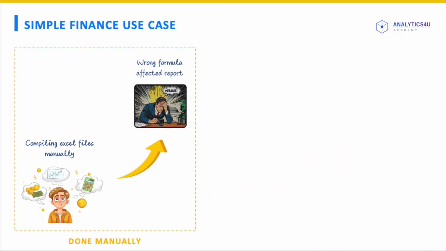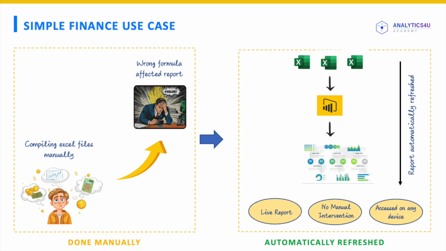Let me paint you a picture that might feel familiar. Someone in the finance team compiles a massive Excel file, copying and pasting numbers from 5 different spreadsheets, trying to pull together a monthly report. And here's the scary part. All it takes is one wrong formula and the whole report is messed up, and you have to explain to management what went wrong.